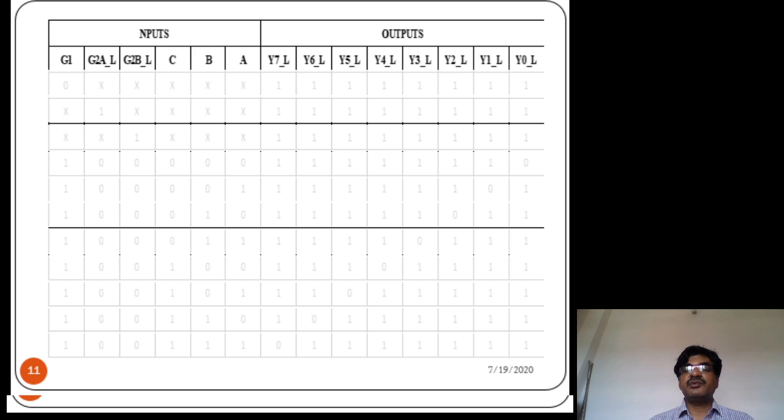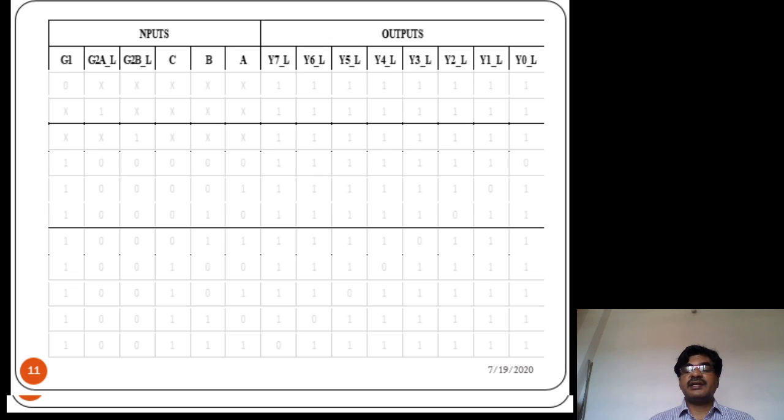The enable inputs are G1, G2A, G2B. G2A, G2B are active low, that's why I am using the extension L. Then the data inputs are A, B, C. A is the LSB, C is the MSB. Then it has 8 outputs, all active low. That's why Y0 L, Y1 L, Y2 L, Y3 L, Y4 L, Y5 L, Y6 L, and Y7 L. Now, for which enable input combination does it show the decoder functionality? For the 100 combination. In other cases, the IC is totally inactive, with all outputs inactive.